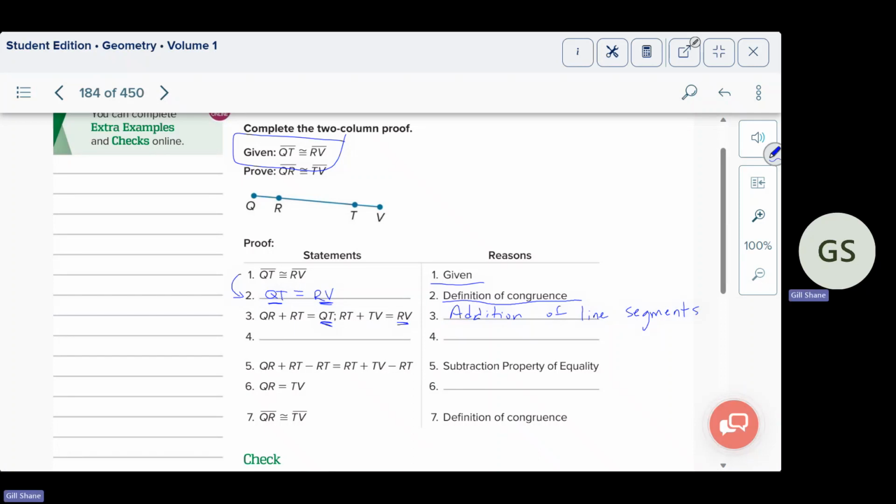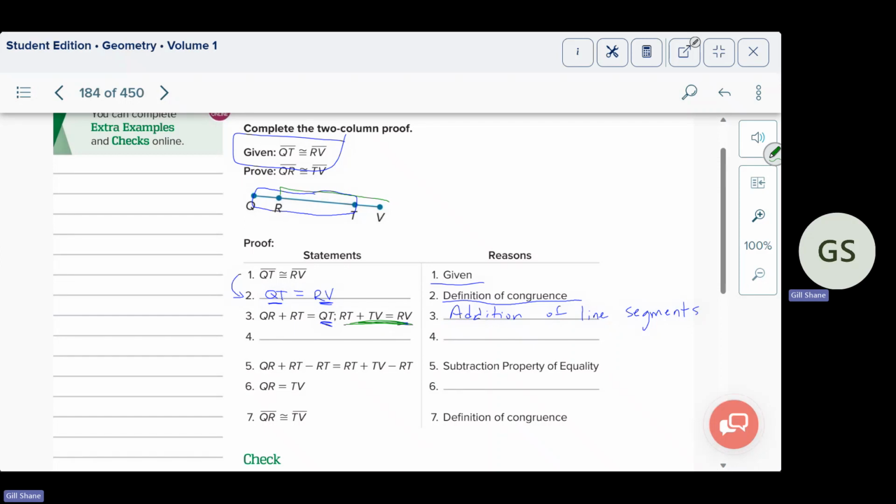Well, you got to name the right one, but that's what you're doing. You're coming up with, why can I make that? This is the statement I'm making, and then you have to say, why am I allowed to say that? Well, I'm allowed to say that because I have a picture that shows R is between Q and T. Well, if R is between Q and T, then we learned that QR plus RT has to equal the whole line segment, the QT.